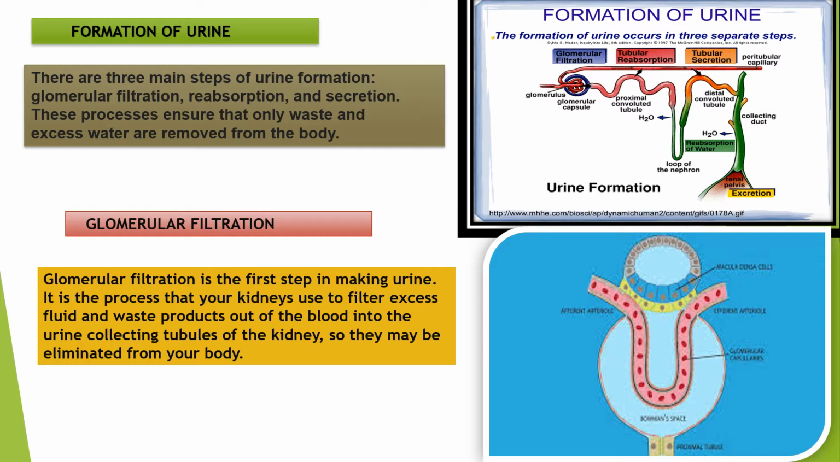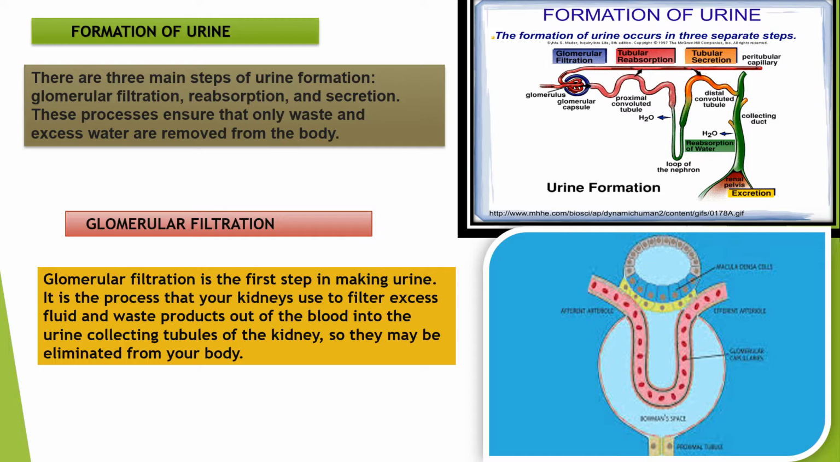So the first step is glomerular filtration. Glomerular filtration is the first step in making urine. It is the process that your kidneys use to filter excess fluids and waste products out of the blood into the urine collecting tubules of the kidney. So they may be eliminated from your body. You can see the glomerular filtration.